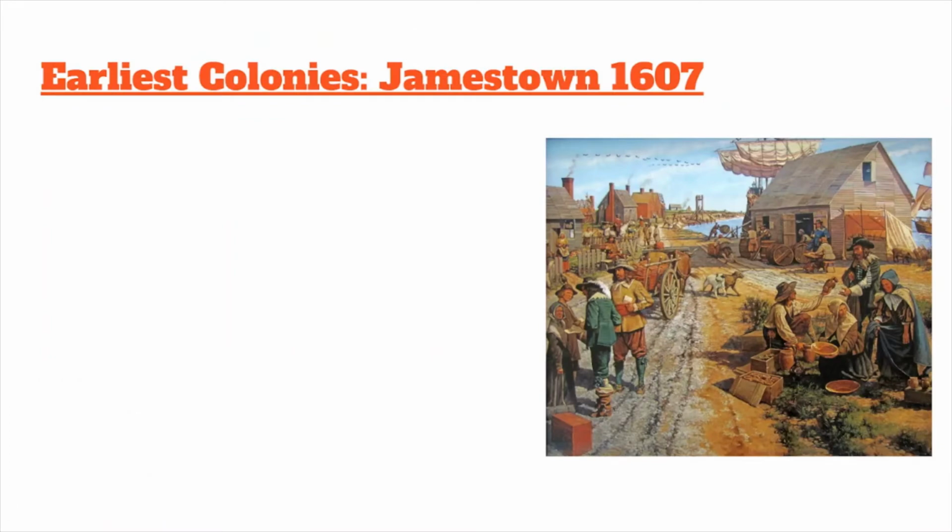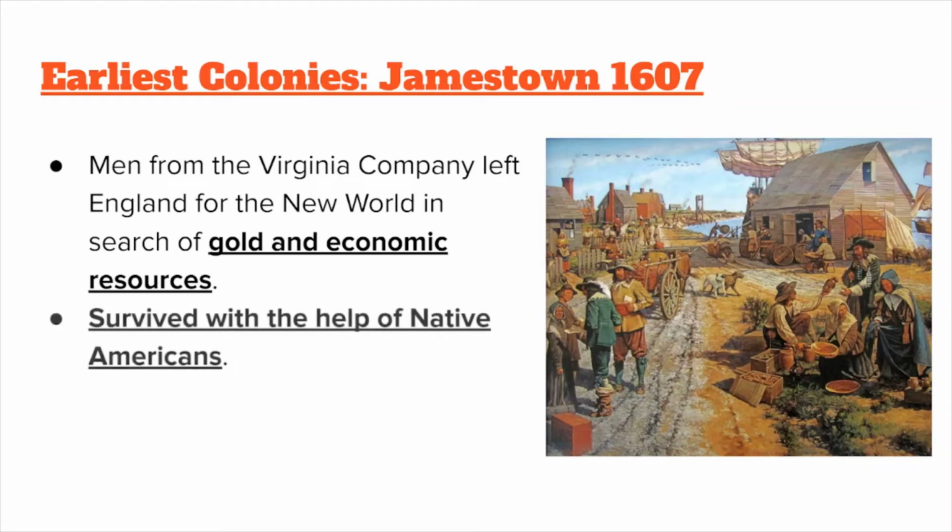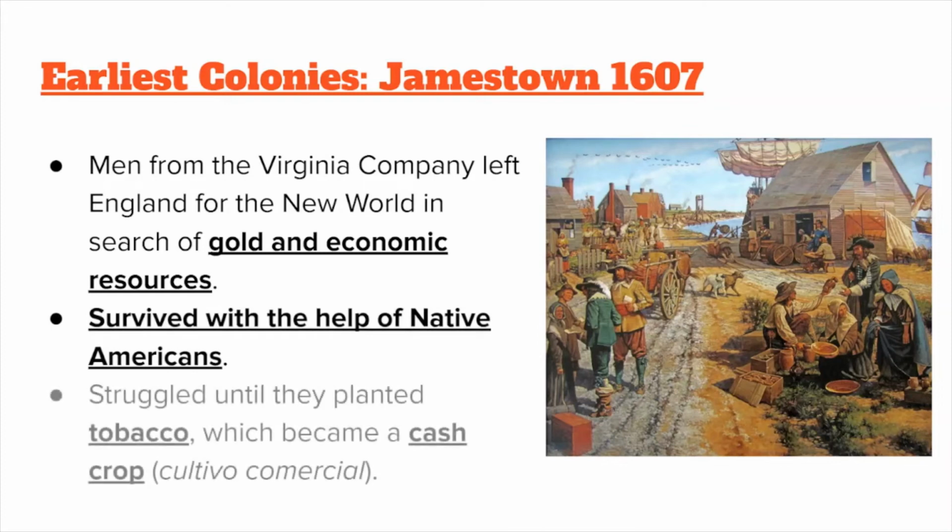So we have some of the earliest colonies, colonias más tempranas. And the first one is Jamestown, which started in 1607. These were men from the Virginia Company who left England for the New World in search of gold and economic resources. They survived with the help of Native Americans, and they struggled until they planted tobacco, which became a cash crop, or cultivo comercial.